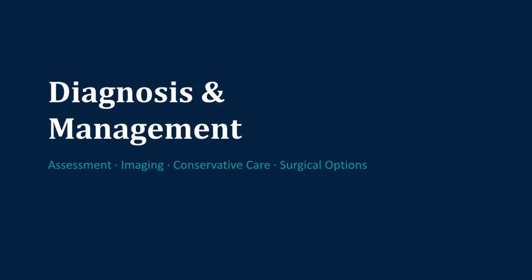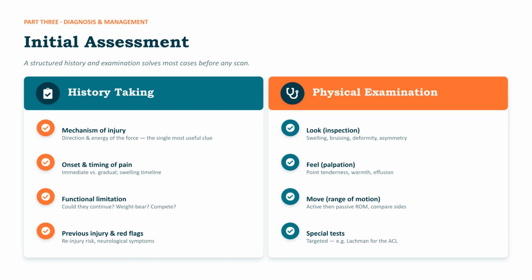Our focus shifts to diagnosis and management, encompassing initial assessment, appropriate imaging, conservative care, and surgical options. A structured history and physical examination will solve most cases before you ever order a scan, but you need to do it systematically. Let's start with history. You need to know the mechanism of injury, direction and energy of the force. That's the single most useful clue.